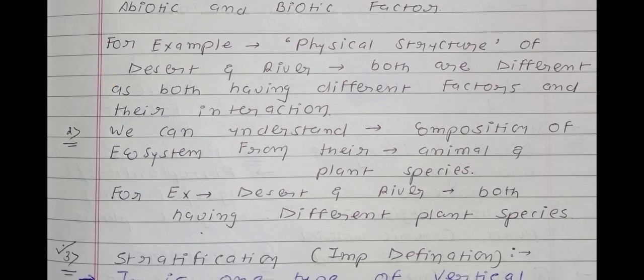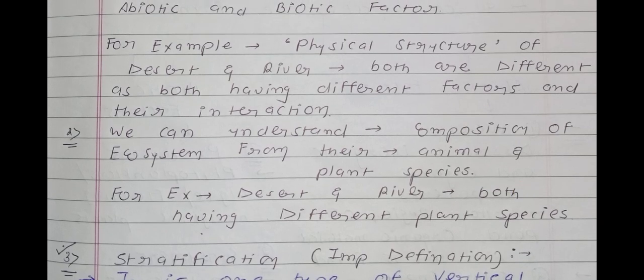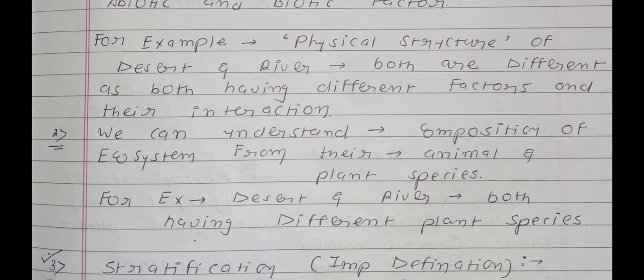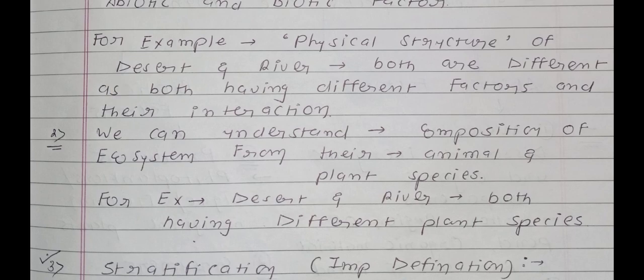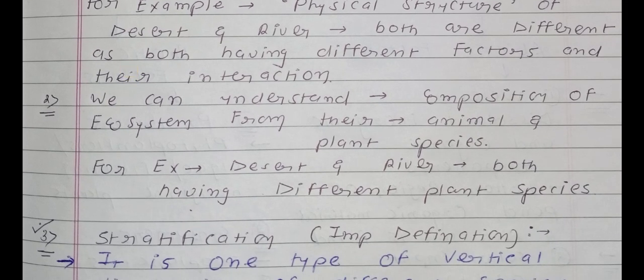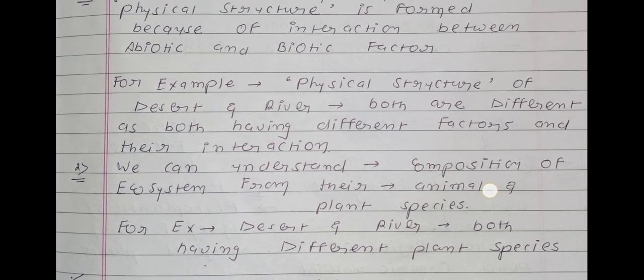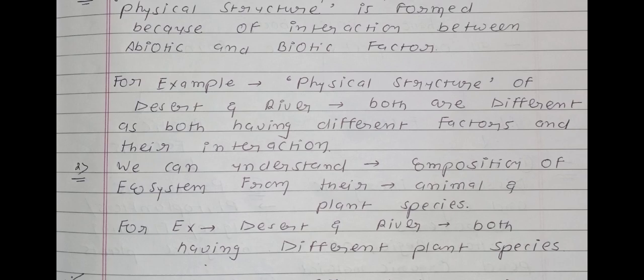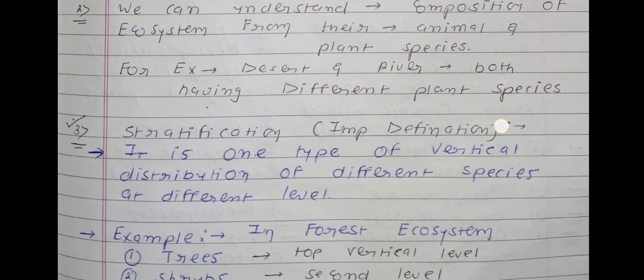Point number 2, we can understand the composition of an ecosystem from its animal as well as plant species. In different types of ecosystems, different types of animals and plant species are there. For example, in an aquatic ecosystem, like a river or pond, fishes are found as animal species, while in a desert, which is one type of terrestrial ecosystem, fishes are not found. So desert and river both have different types of animals as well as plant species. This concept is about the example of physical structure and animals and plant species of different types of ecosystem.